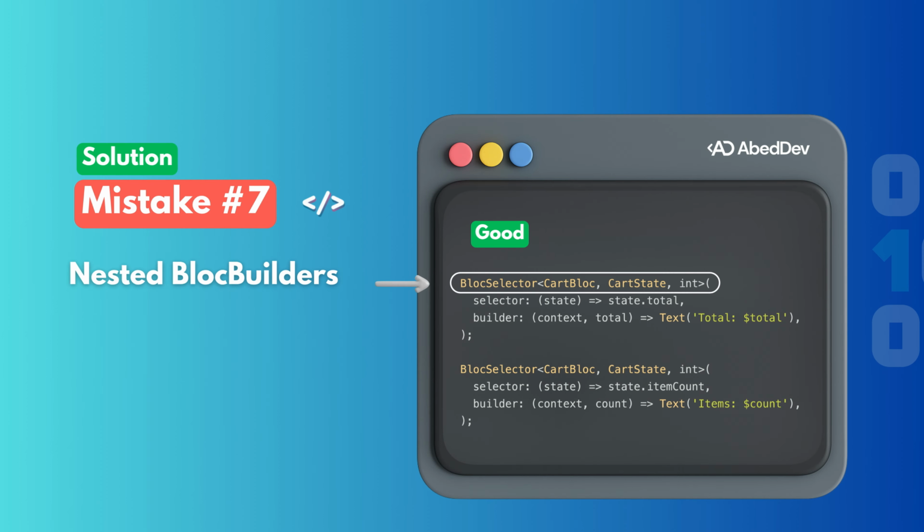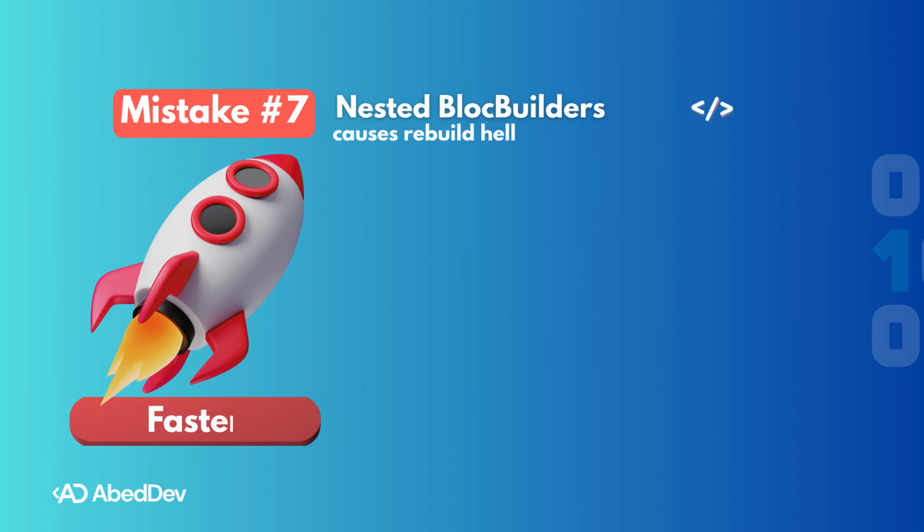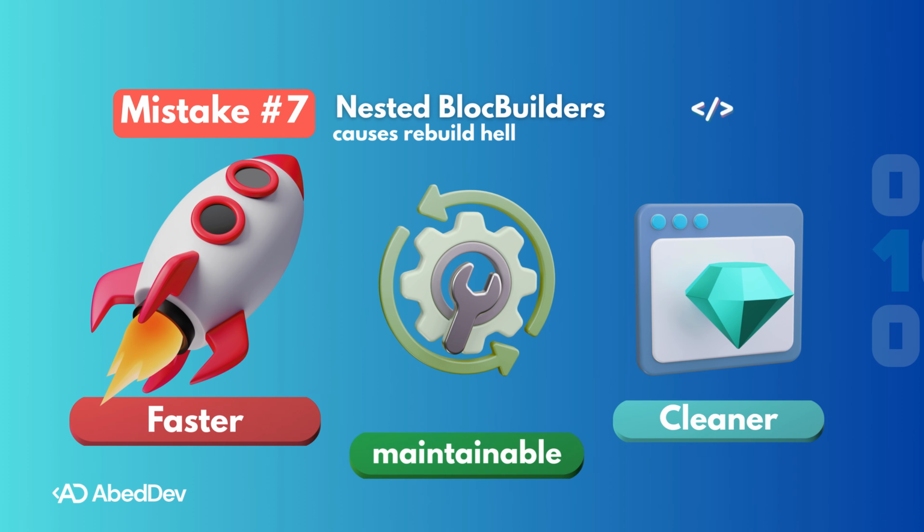Use BlocSelector. It lets you extract only the field you care about, and it rebuilds only when that field changes. Now, each widget rebuilds only when its selected field changes. It's faster, cleaner, and more maintainable.